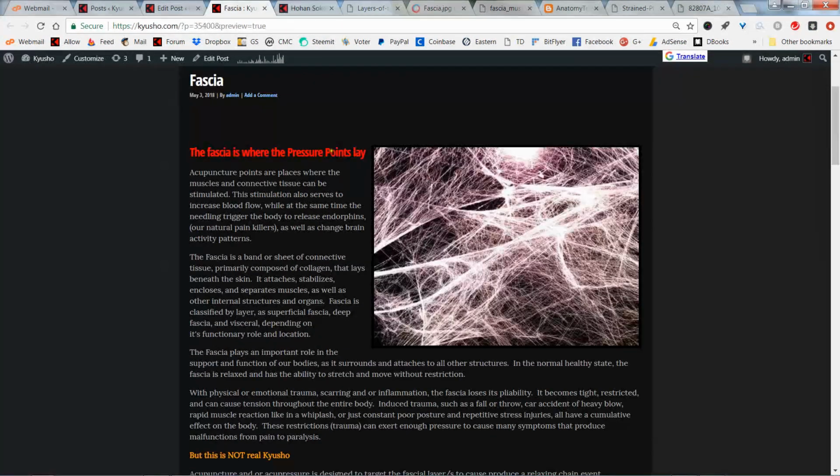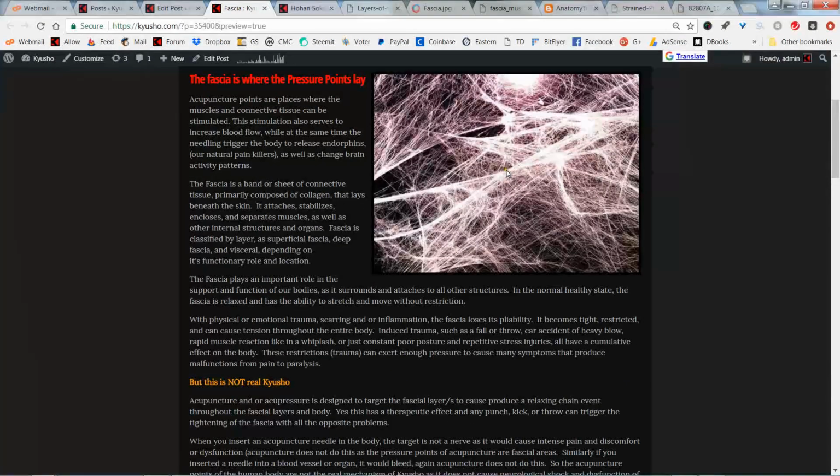So again, the fascia is exactly what the pressure points are. Okay, so if you're training with pressure points, yeah, you're hitting the fascia. You can cause a tightening of the fascia, a little bit of paralysis if you over tighten them with blunt trauma. But it's again not the targets.